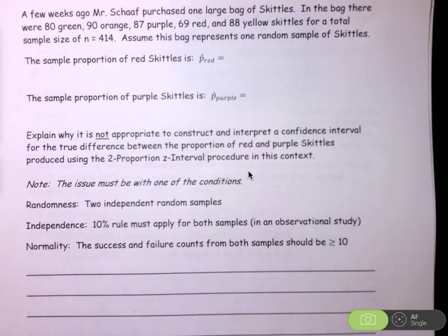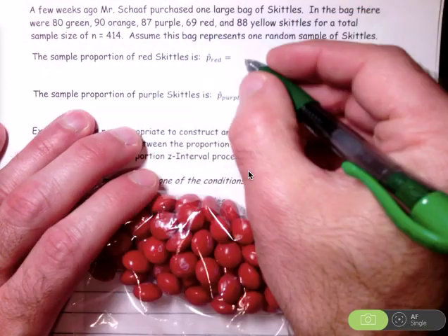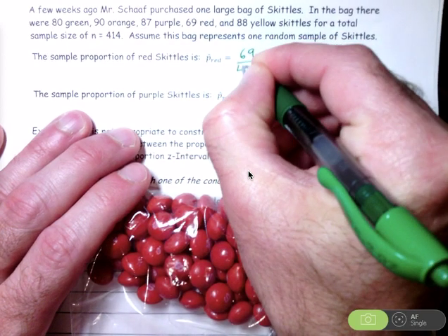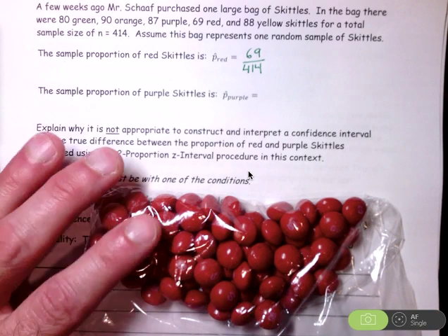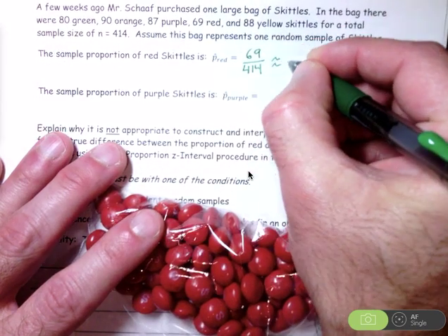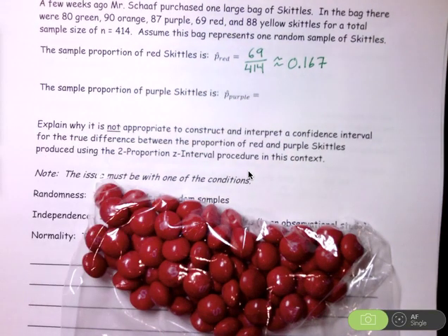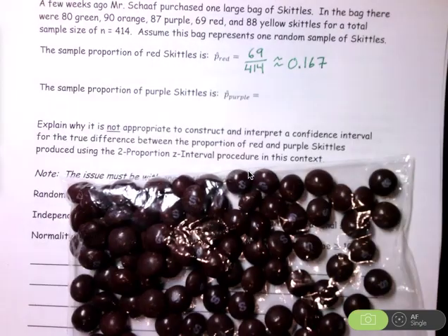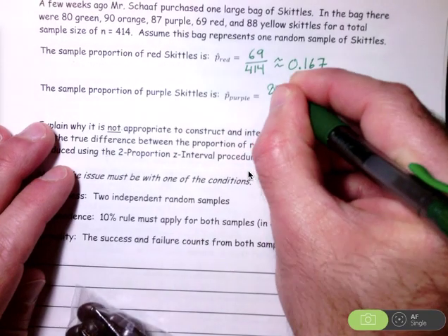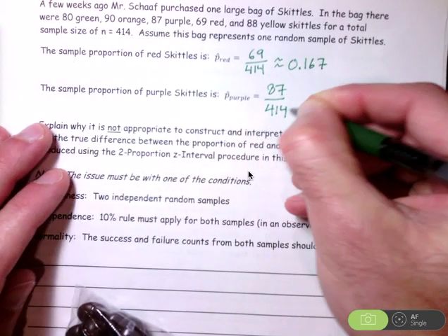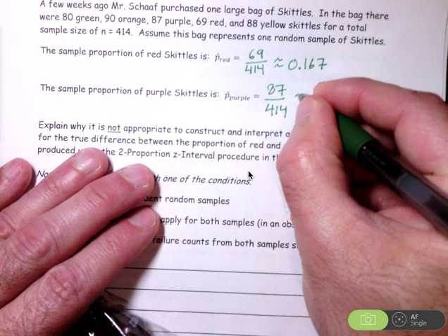So the sample proportion of red Skittles was 69 out of 414. So what percentage is that? 69 divided by 414, that's 16.7%. So that's the color students like. Here's the color that I like, the purple Skittles. There were 87 purple Skittles out of 414. So 87 divided by 414, that's a little over 21%.